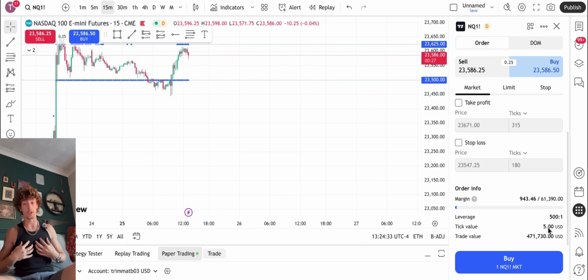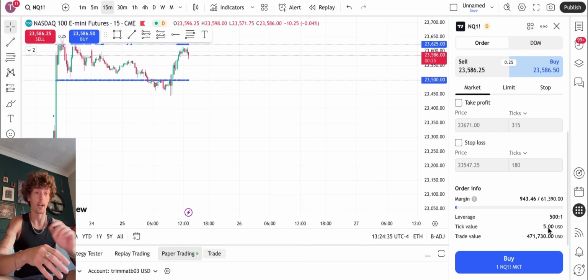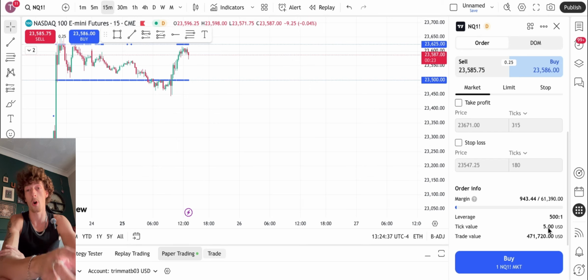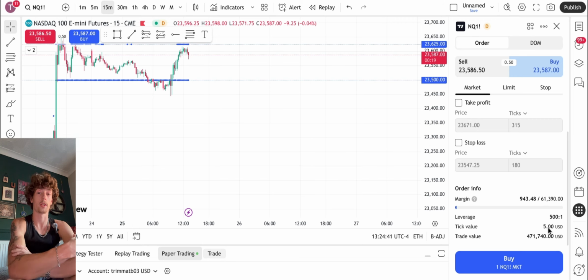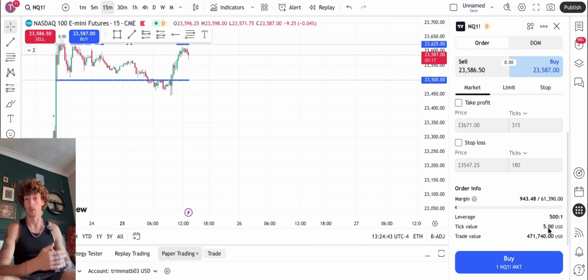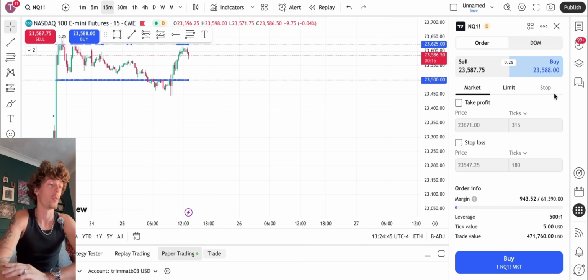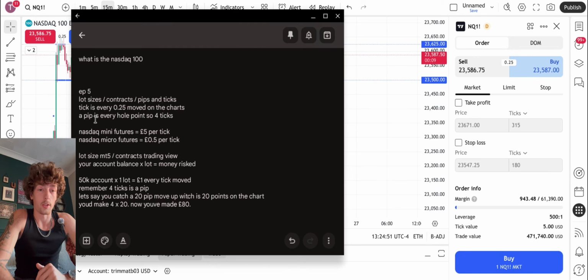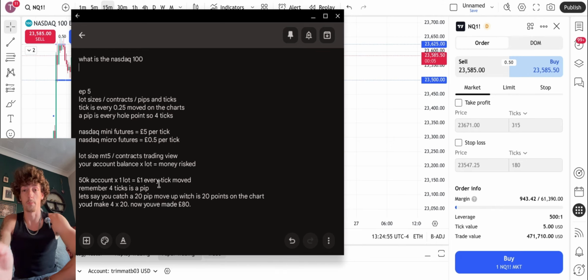But I don't personally like to count in pips. I just like to see where my targets are for the day and work out how much I'm going to risk and just see how much I can make to my target. So, fingers crossed, tick value is now sorted and you can understand how your money is placed.